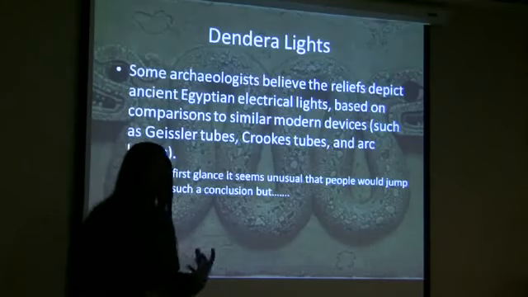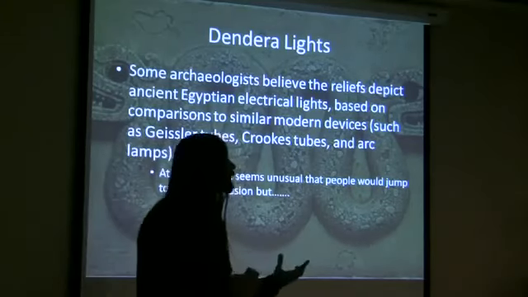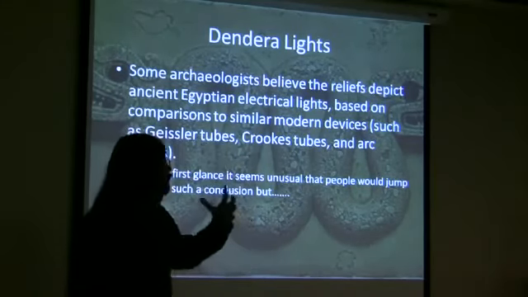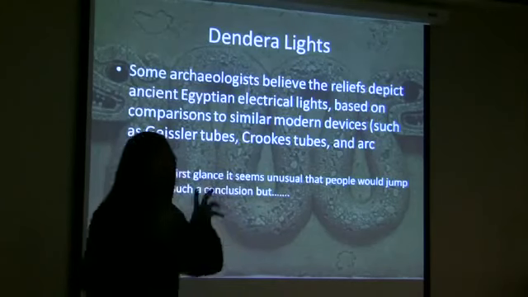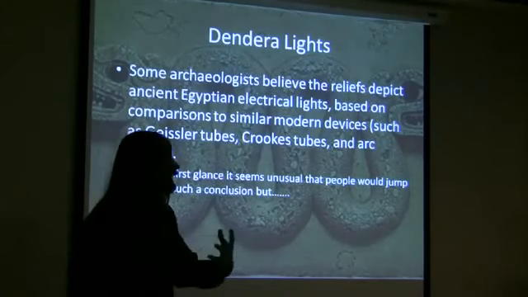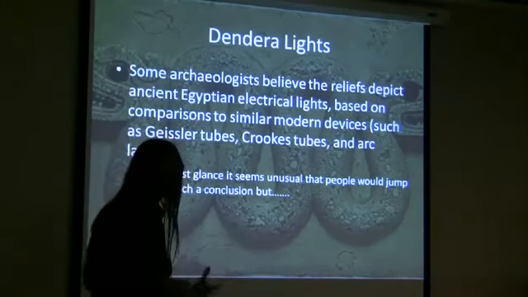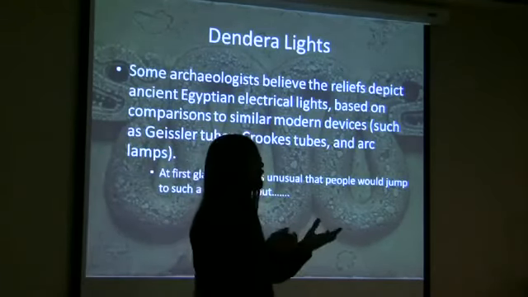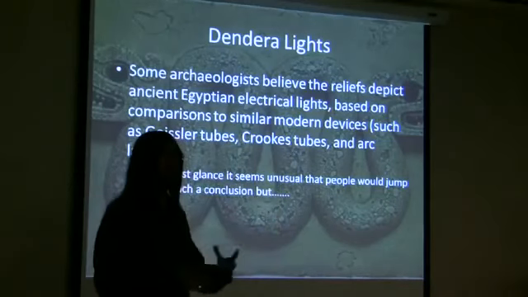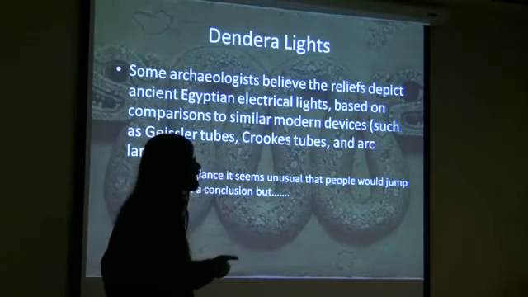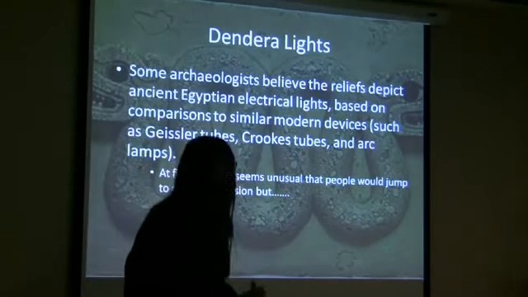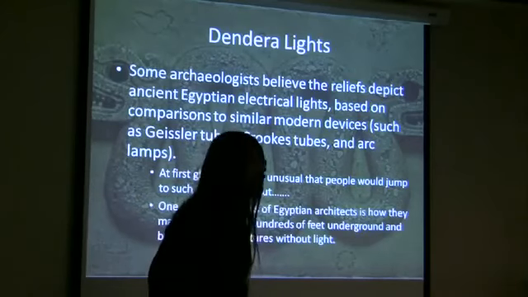At first glance, it seems unusual. Why would archaeologists look at those pictures and immediately want to draw the connection between those pictures and electrical light? Okay, that seems like a strange jump. If you look at the pictures, and if you had never seen an arc light before or a Geissler tube, you'd think, well, this looks like some weird snake thing. Why were archaeologists, or some archaeologists, so quick to jump to the conclusion that they must have been lights?